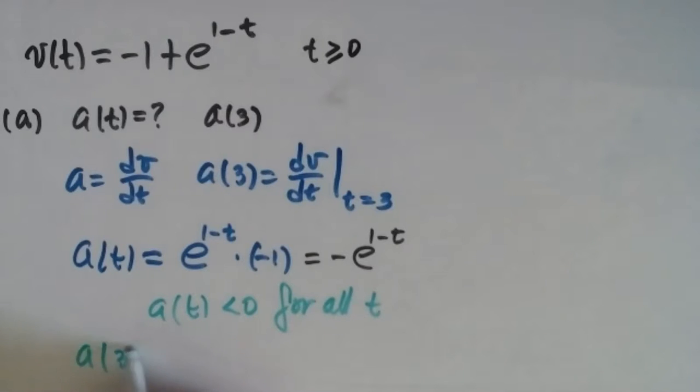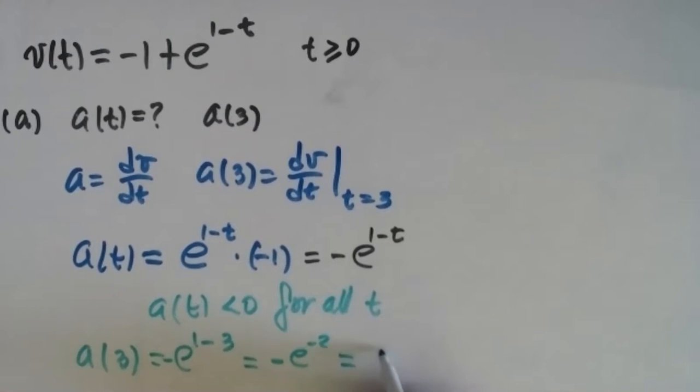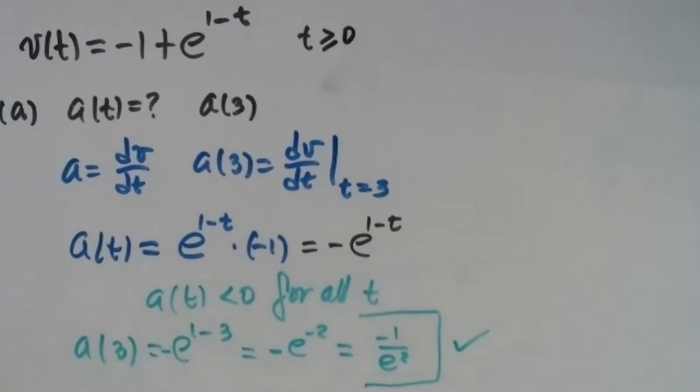Now, a of 3, that's algebra. So we have negative e to the 1 minus 3, correct? This is negative e to the negative 2, so this is simply -1 over e squared. And because we don't have a calculator, this is going to be difficult to evaluate, correct? So this is my answer. No more. No units either. So it is -1 over e squared, correct?